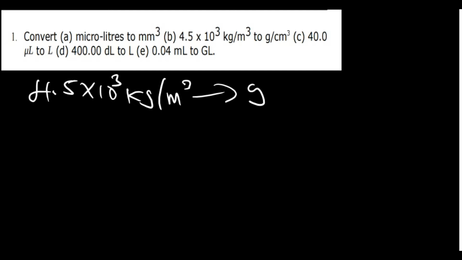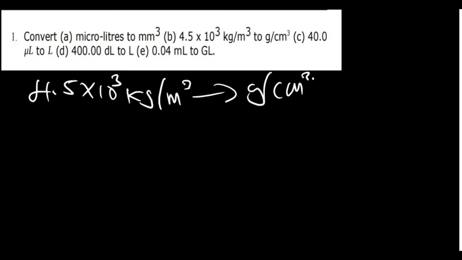Okay, let's see part B. So part B, they want us to convert 4.5 times 10 raised to the power 3 kgs per cubic meter. So we have to convert this to gram per cubic centimeter. Now what we have to understand is that we are going to use what we call dimension analysis. So dimension analysis is going to help us to convert 4.5 times 10 raised to the power 3 kgs per cubic meter to gram per cubic centimeter.